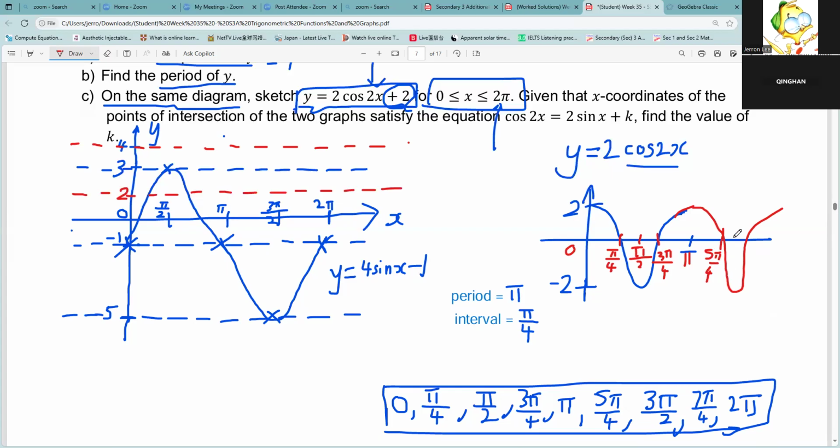Yeah, and then of course this is 3 pi over 2, and this is going to be 7 pi over 4. Wait, for a cosine graph, does it always start from the top?